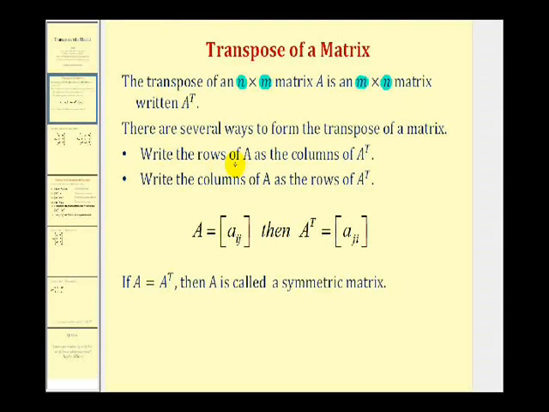One way is to write the rows of matrix A as the columns of the transposed matrix, or we can write the columns of matrix A as the rows of the transpose of matrix A. We can also express this using this notation here. If we focus on the subscripts here, notice how these elements have row I, column J, and the transposed matrix has row J, column I. Again, we're interchanging the rows and columns. If matrix A is equal to the transpose of matrix A, then we say A is called a symmetric matrix.